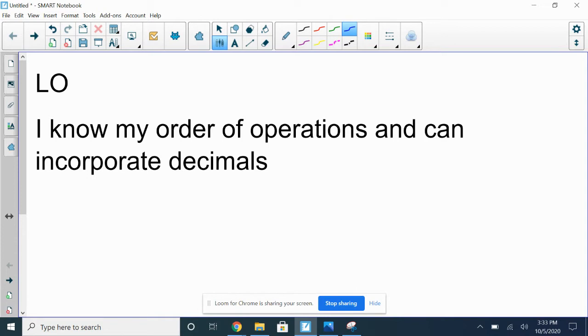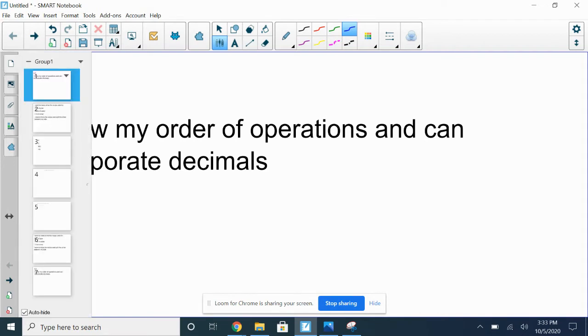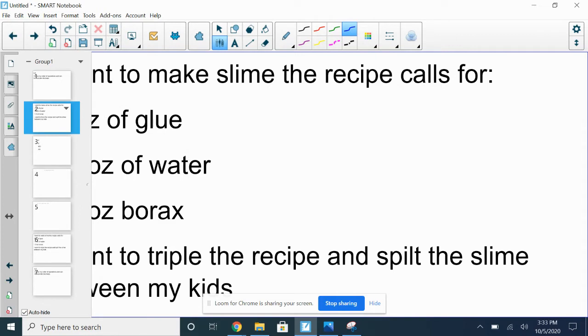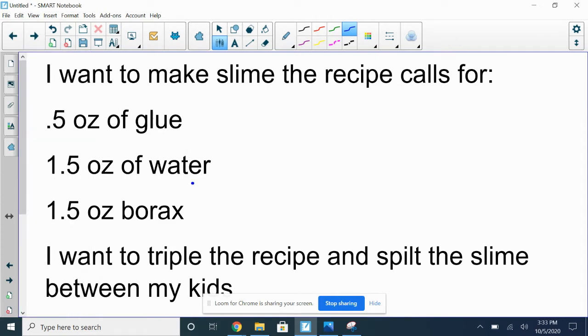So today we're going to continue with our order of operations, and we're going to incorporate decimals into the order of operations that we do. So I'm going to go ahead and get started with our activator. I just want you to think about this, and then at the end we're going to come back to it, and we're going to use what we worked on today to solve this idea.